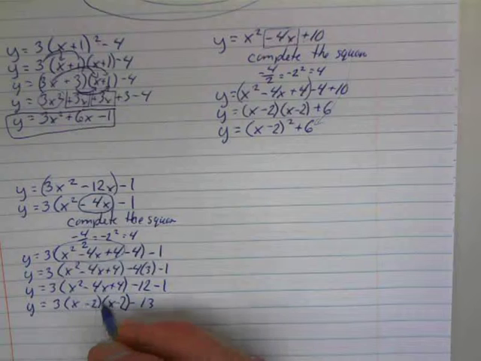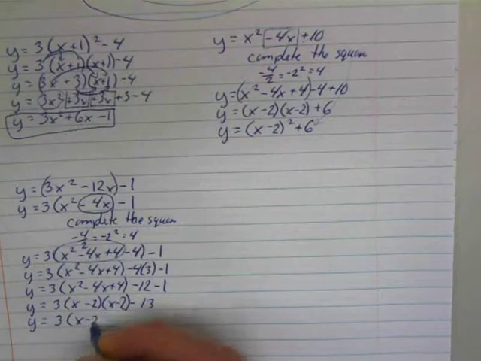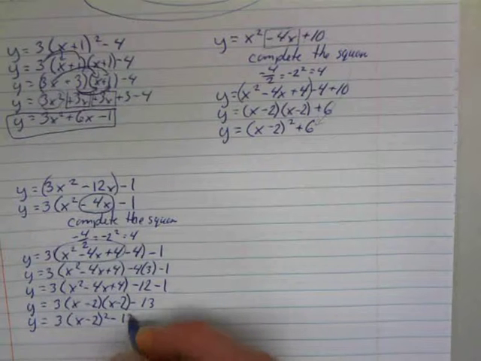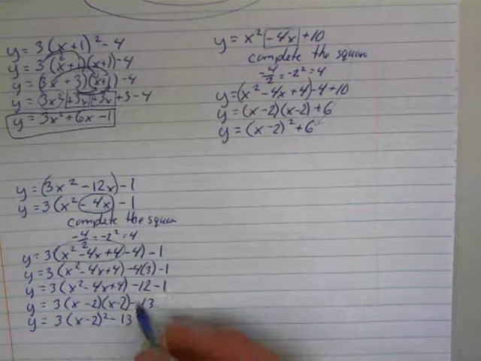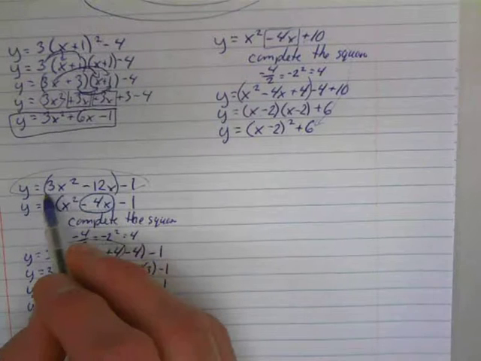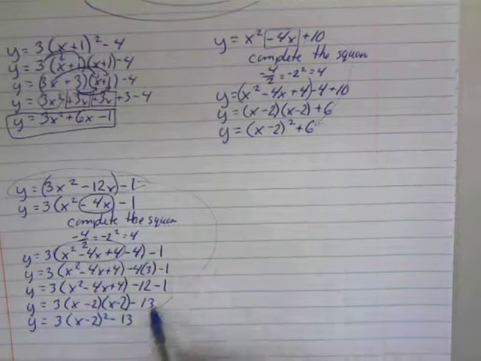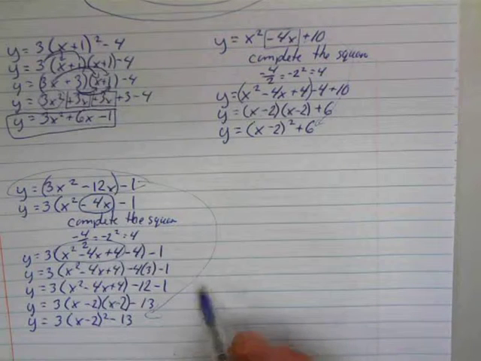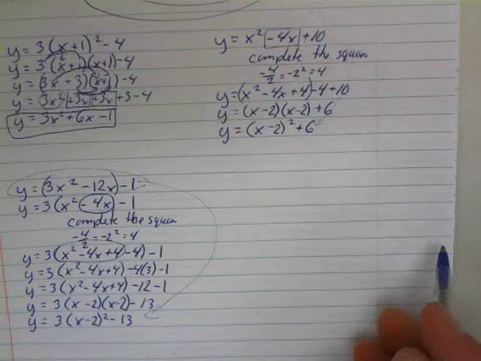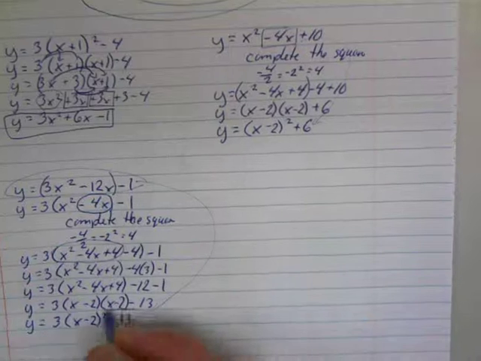These two are exactly the same, so I rewrite it as y is equal to 3 times x minus 2 squared minus 13. So once again, I'm going from a general form equation with a coefficient with the x squared into a standard form equation, all said and done, I guess.